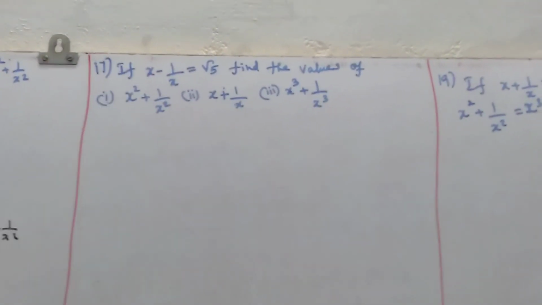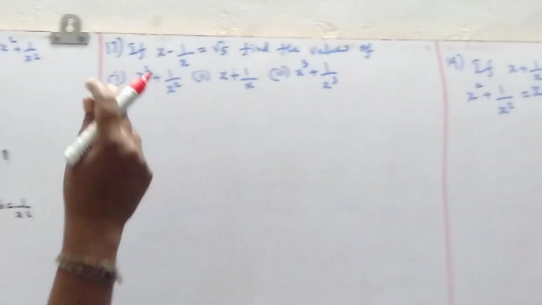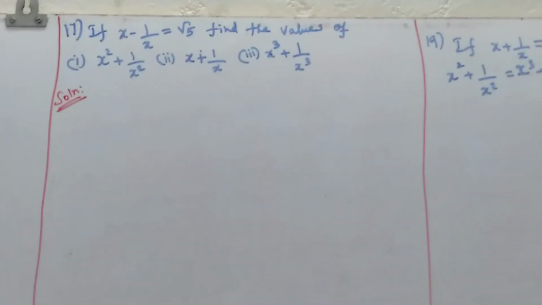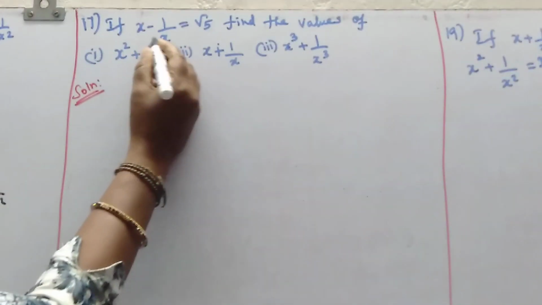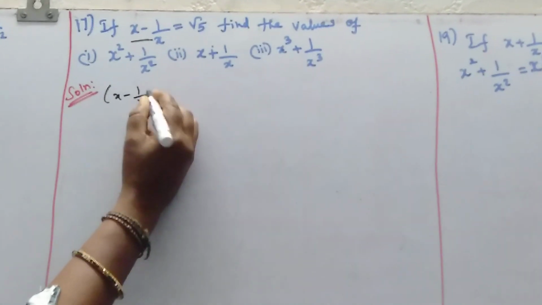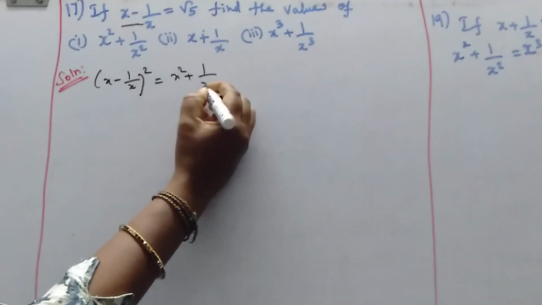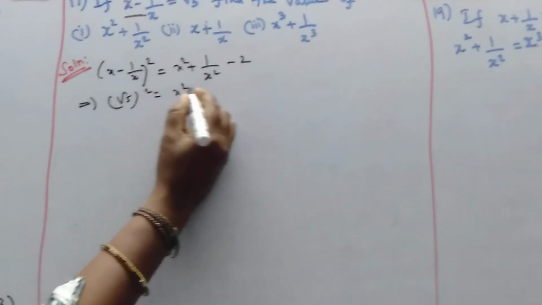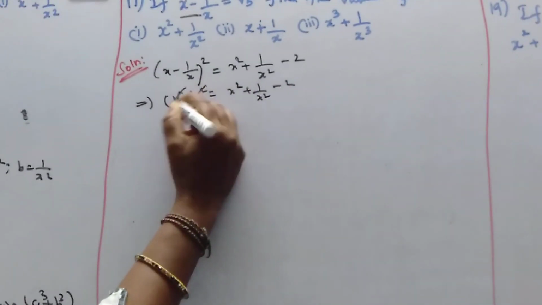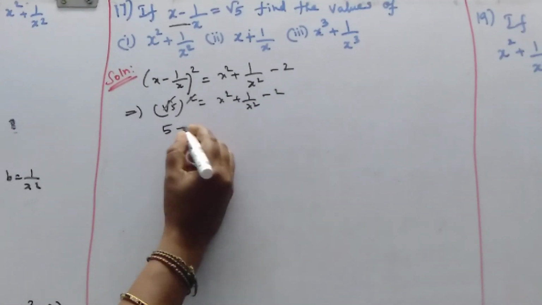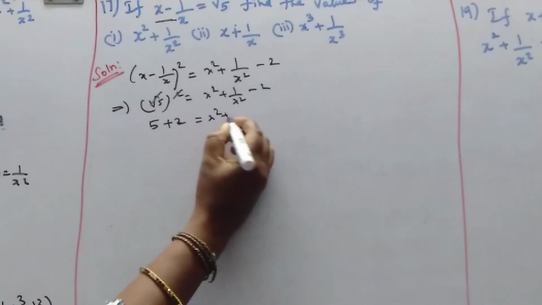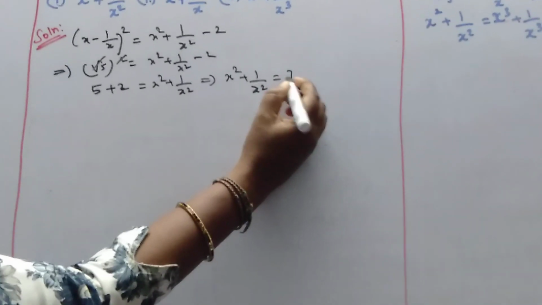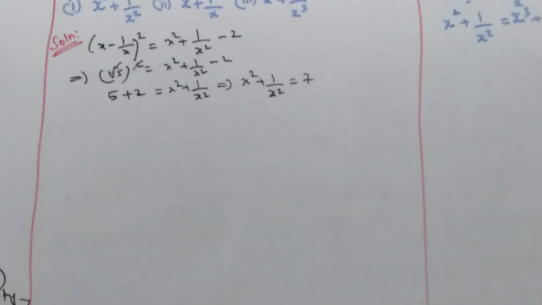The next question is, if x minus 1 by x equals root 5, we have to find the value of x square plus 1 by x square. We use the same identity: (x minus 1 by x) the whole square equals x square plus 1 by x square minus 2. So root 5 the whole square equals x square plus 1 by x square minus 2. The root and square cancel, then minus 2 comes to the side as plus 2, so x square plus 1 by x square equals 7. This is the solution of the first subdivision.